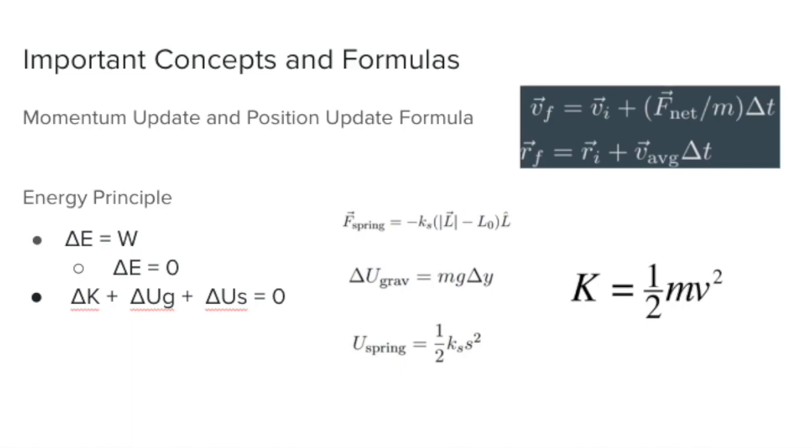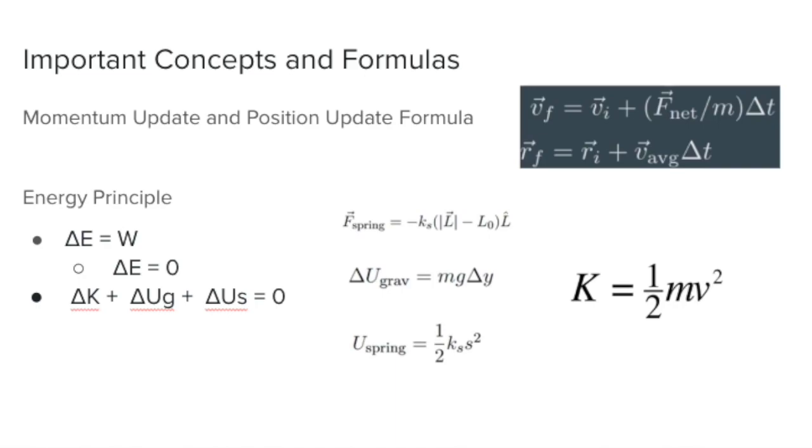Okay, so a few important physics concepts for this lab are the momentum principle of position of the formula, which we have seen several times before, and the most important one is the energy principle, which says that the change in energy of the system is equal to the work done by the surroundings. In this lab, the system includes everything, the spring, the mass, and the earth, but there's nothing in the surroundings. So the change in total energy of the system is equal to 0. That means that the change in kinetic energy plus the change in gravitational potential energy plus the change in spring energy all equal 0.